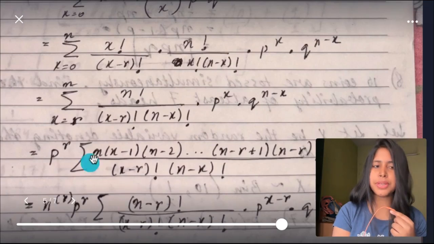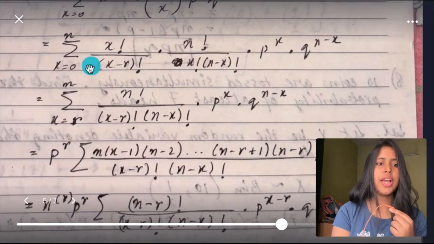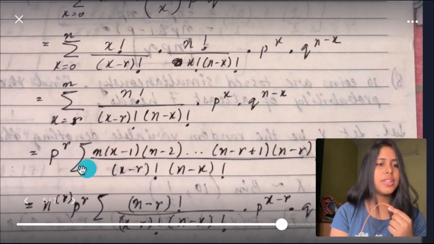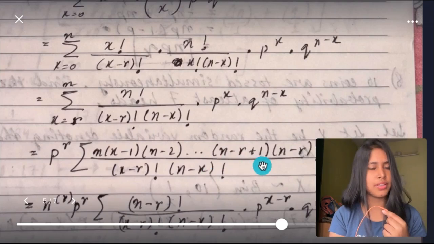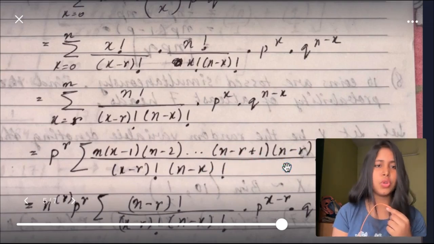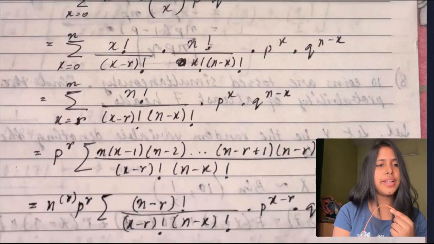Then what are we left with? p to the power r summation, and we write the n factorial in its form: n into n minus 1 into n minus 2, and it goes until n minus r plus 1 into n minus r factorial, as we have already known, right?